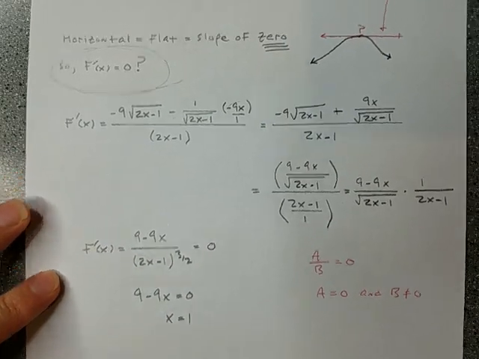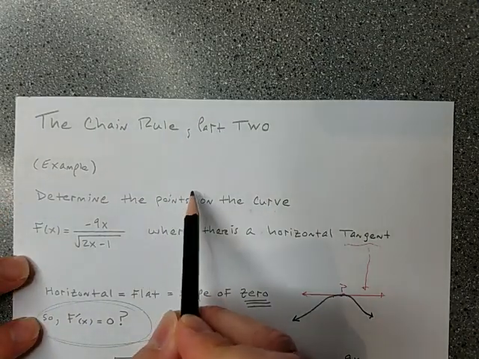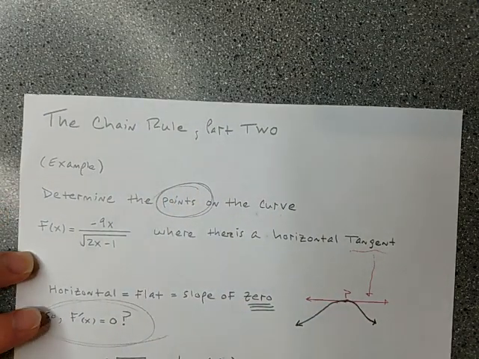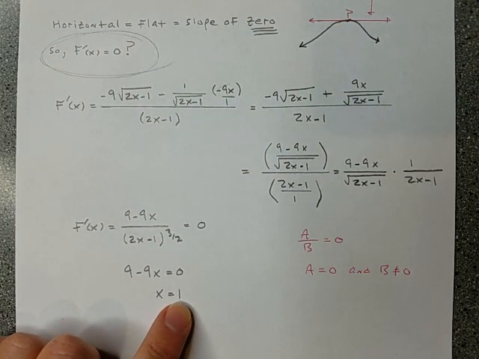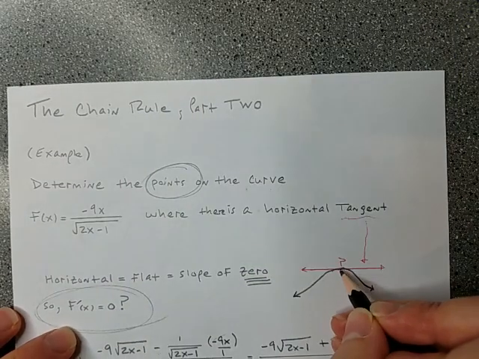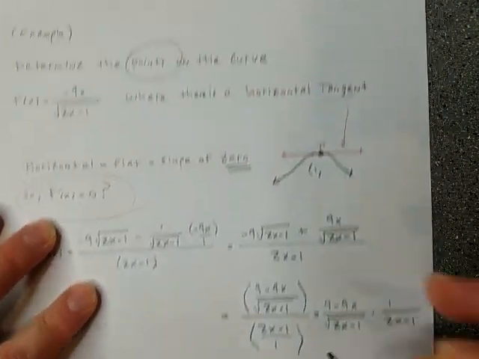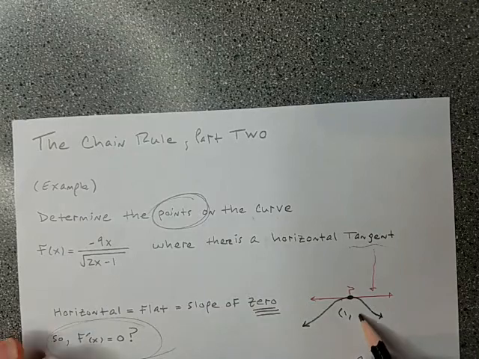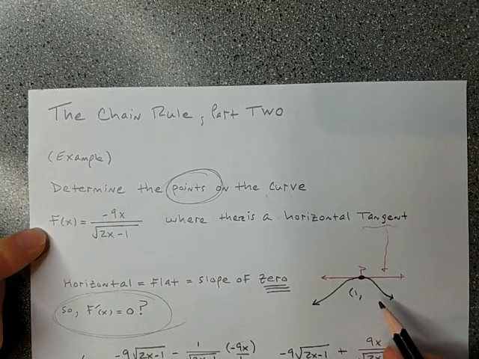Let me look at the wording at the beginning, okay? Determine the points. What's a point? Is 1 a point? 1 is not a point. 1 is a number. This is a point. It has an x-coordinate, which is in fact 1, but a point also has a y-coordinate. All right, how are you going to get the y-coordinate? Do you use f prime or do you use f?